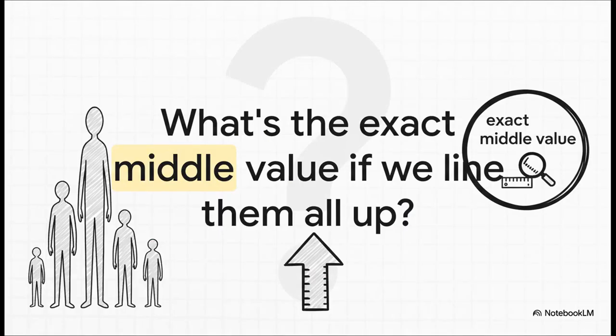But here's the thing about the mean. It can be a little sensitive. What if you have one student who's just exceptionally tall? That one number could skew the whole average. So to get a different perspective, we can ask a different question. What's the exact middle value if we line everyone up from shortest to tallest? That's called the median, and it's not affected by those extreme outliers.